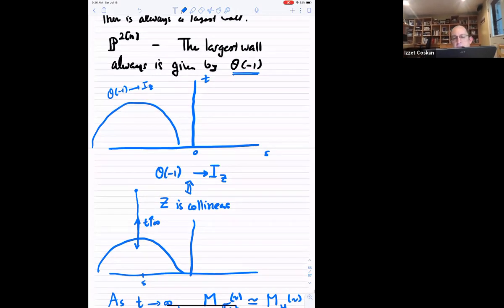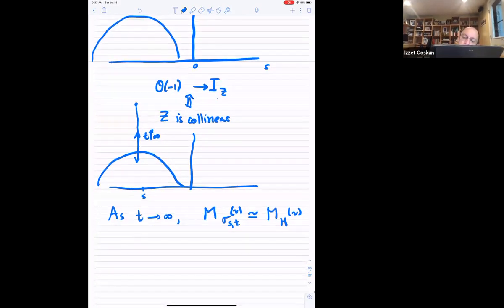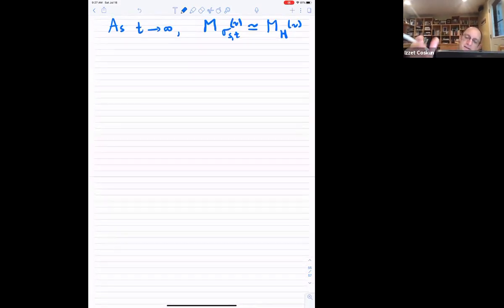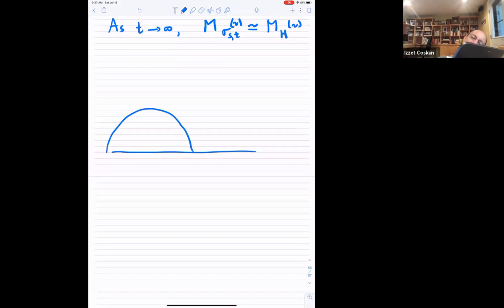Now, if we go back to the Hilbert scheme of points on P2, I'm claiming that the largest wall is always given by O(-1). That means that you have IZ and a non-zero map from O(-1) to IZ. That means that Z is collinear, and I claim that we've seen this before. So the way you should think about this is that we have this wall given by O(-1) mapping to IZ, right?